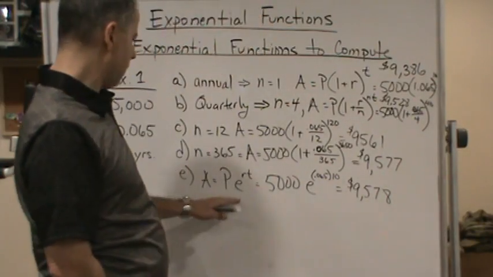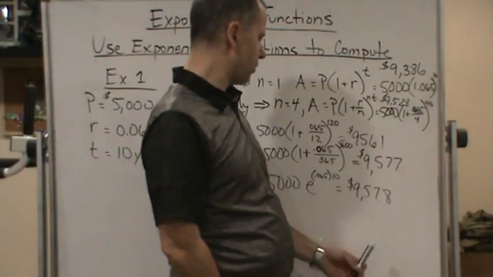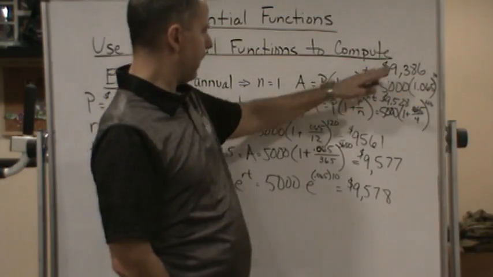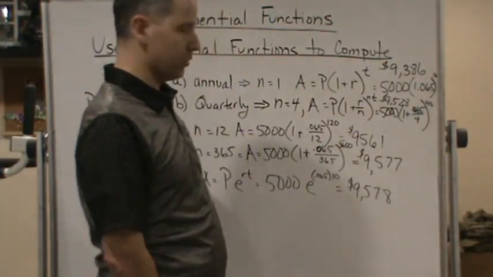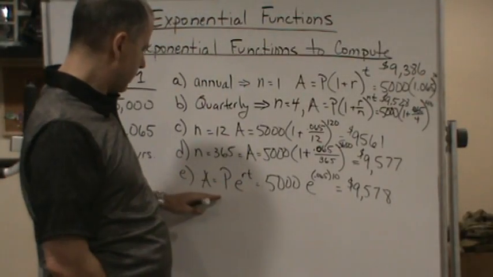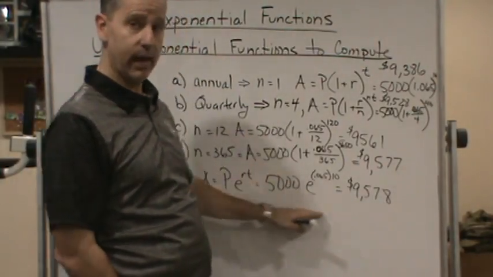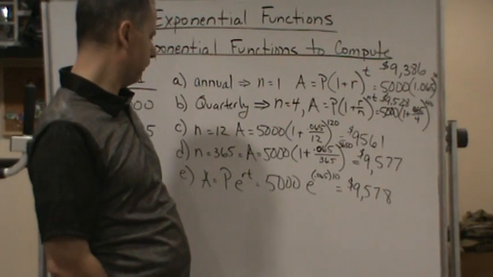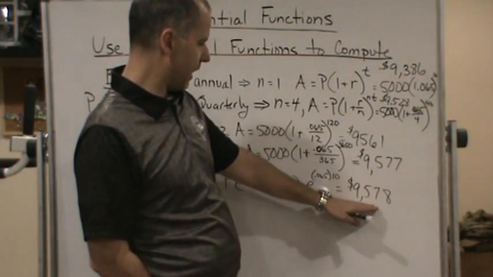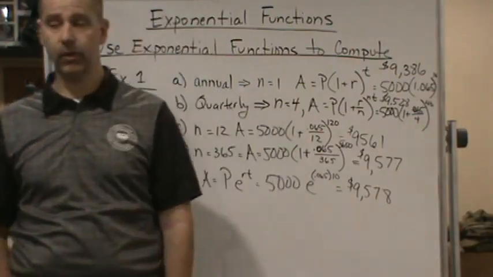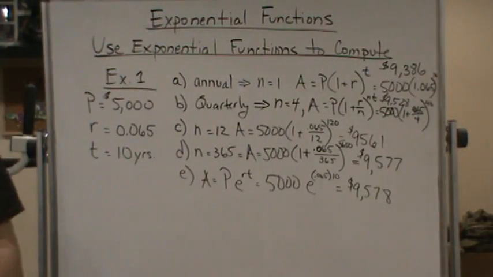And then to go to continuous compounding, it only jumped up once. So as you can see, as you increase the number of compounds, the amount that it increases gets smaller and smaller and smaller, which means that there's a limit. There's a maximum value that this is approaching, which again, under continuous compounding, would be the $9,578. So I thought that was interesting. Okay, have a great day.